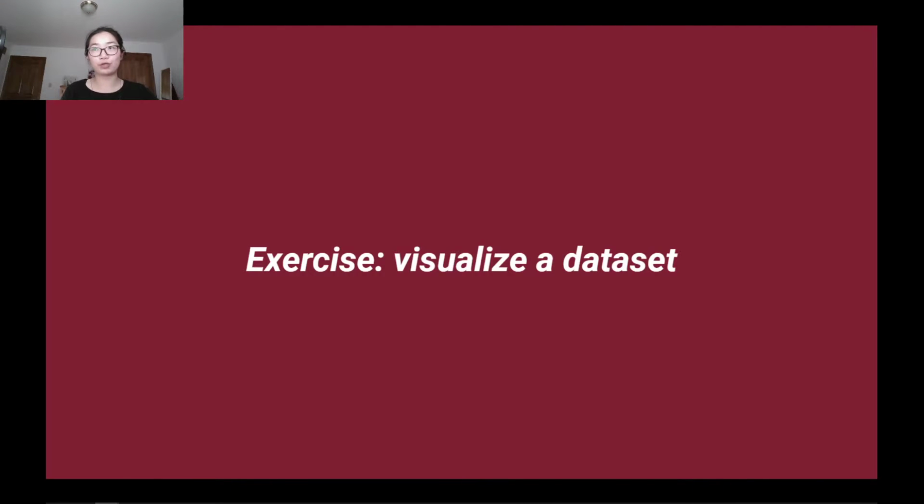So the last part of this workshop is where I do an exercise with the students. I have them visualize a data set that I found online, and I'll work through it with them. So that's it. That's the workshop that I'll be giving.